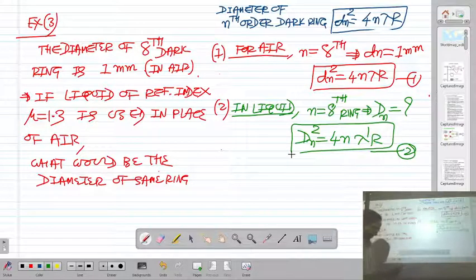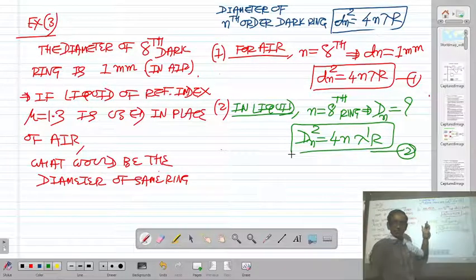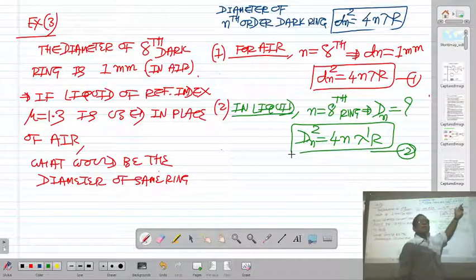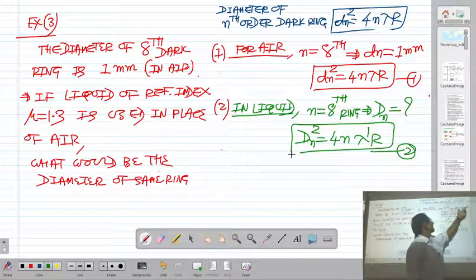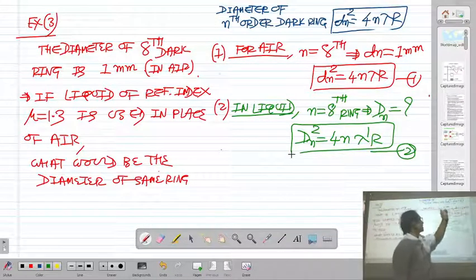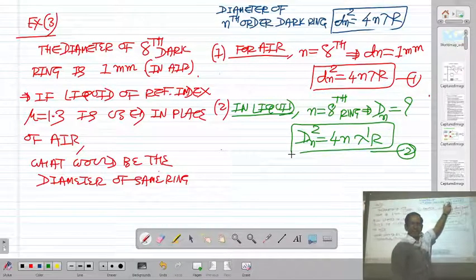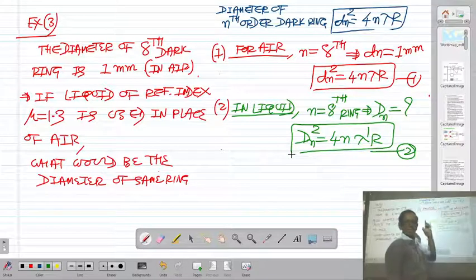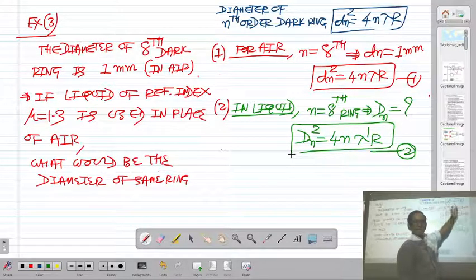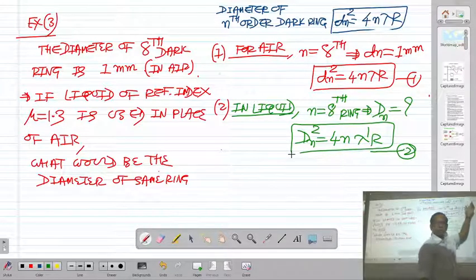So I have written one equation in air, another equation in liquid. When there is an air film between lens and plate, the diameter of the 8th Newton dark ring, small dn, is 1 mm. And you know very well, in an air film, the diameter small dn square of the nth order dark ring is 4n lambda r.